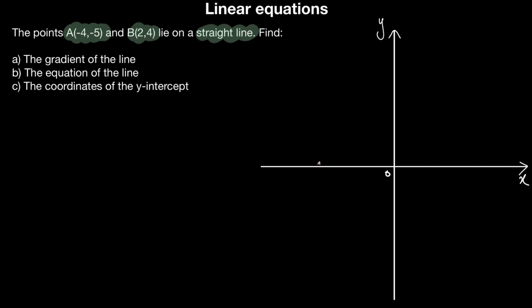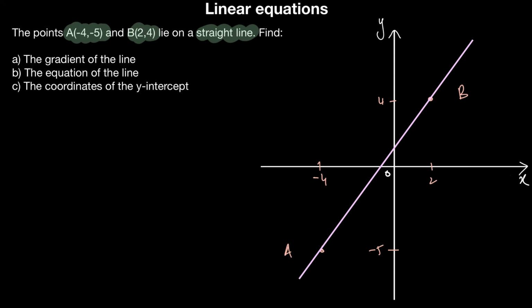So when x is -4, y is equal to -5. And for B, when x is equal to 2, y is equal to 4. So we've got the coordinates of A, which is -4, -5, and B is 2, 4. So this is A, and this is B. And we've got a straight line passing through these 2 points. Obviously, this continues on the left and the right, but these 2 points A and B lie on this line.